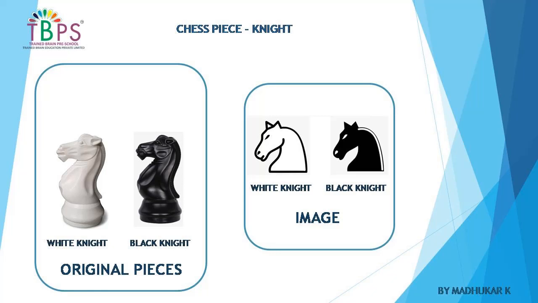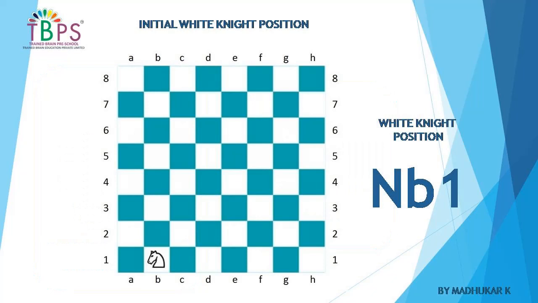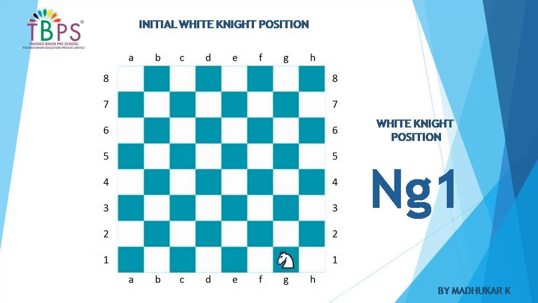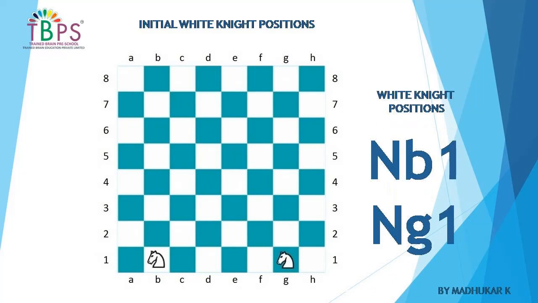Now we will see how the knights are arranged on the chessboard. One of the knights is placed on the square B1 on the chessboard. So the notation for the knight is NB1. Another white knight is placed on the square G1. So the notation for the knight is NG1. The initial position of the white knights are NB1 and NG1.